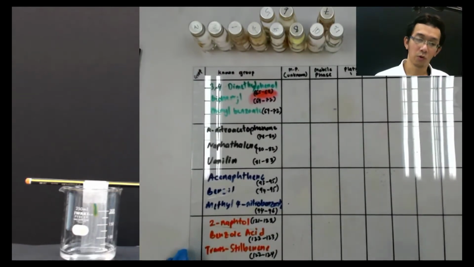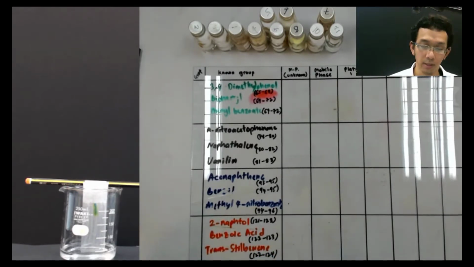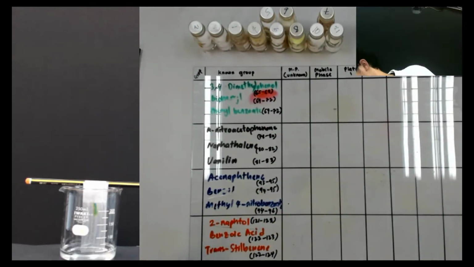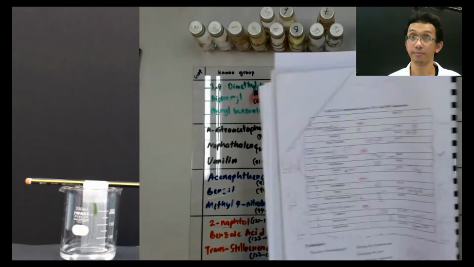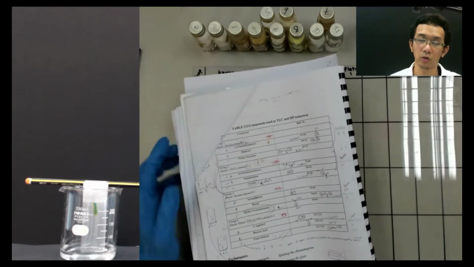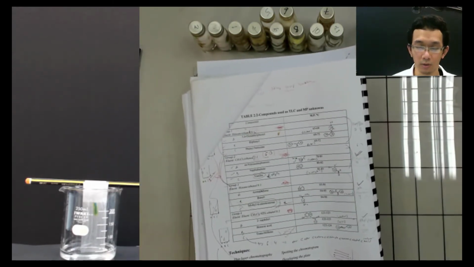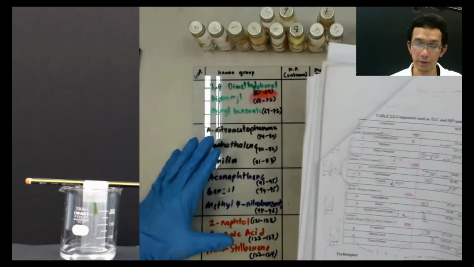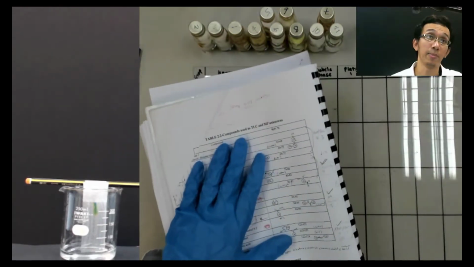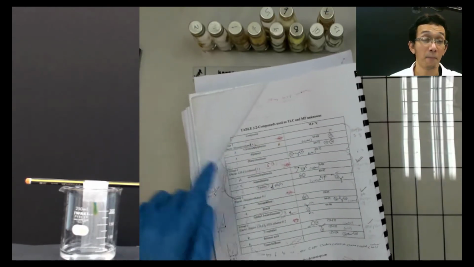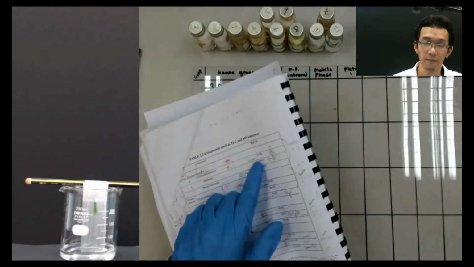In your table, I don't remember, but you can check in your lab manual. There is a table that shows the samples. Let me see what table that is. Yeah, this one. Table 2.2, Compounds used for TLC and melting point unknowns. This table shows you the rough melting point for each compound.